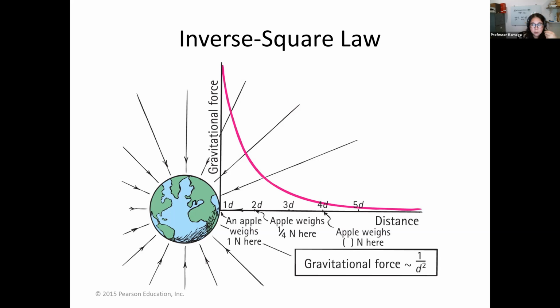It becomes 1/4 of 100 Newton. So what do you think? 25 Newton. Right? If you move 3 times the Earth radius, it becomes this much. 4 times becomes this much, right?